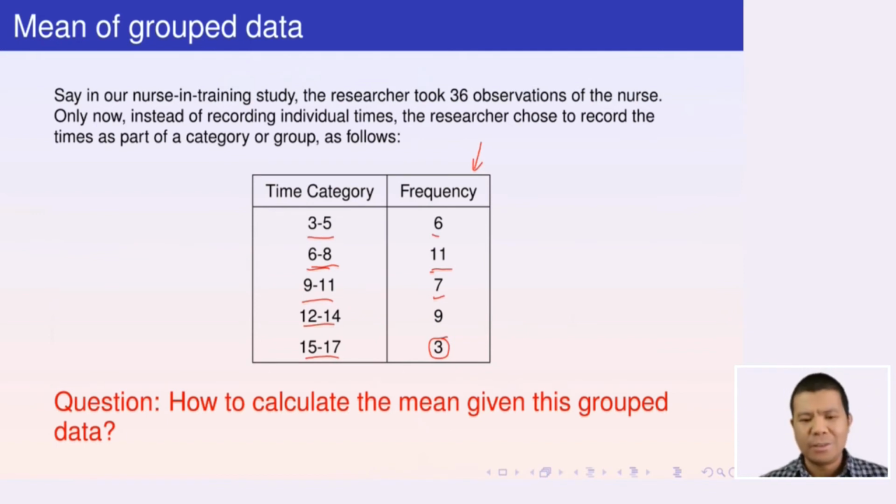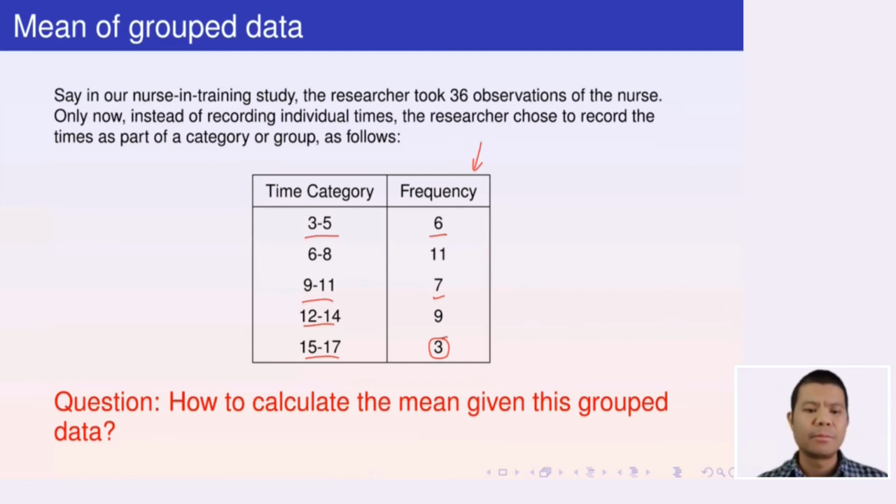Now, if we are given such a table instead of the original values, how can we calculate the mean? This is a grouped data, right? So we do not know the individual values. For instance, we may know that there are 6 values in between 3 to 5, but what are the individual values of these 6 values? We do not know. We only know that they are within this range, but as far as what exactly they are, we have no idea.